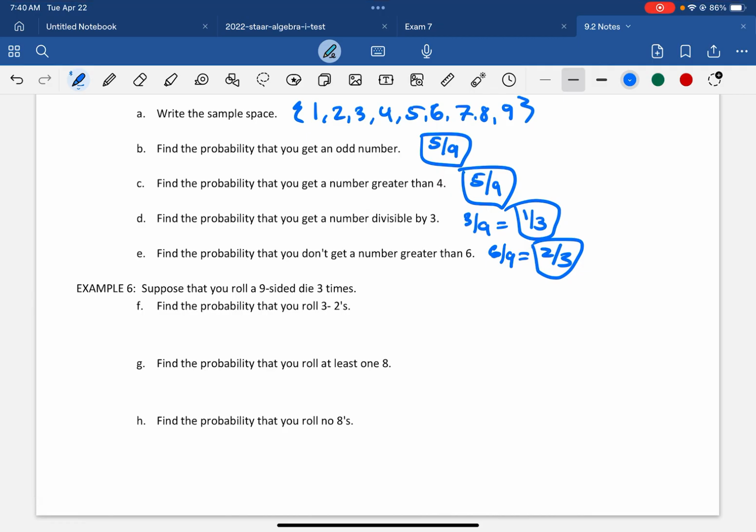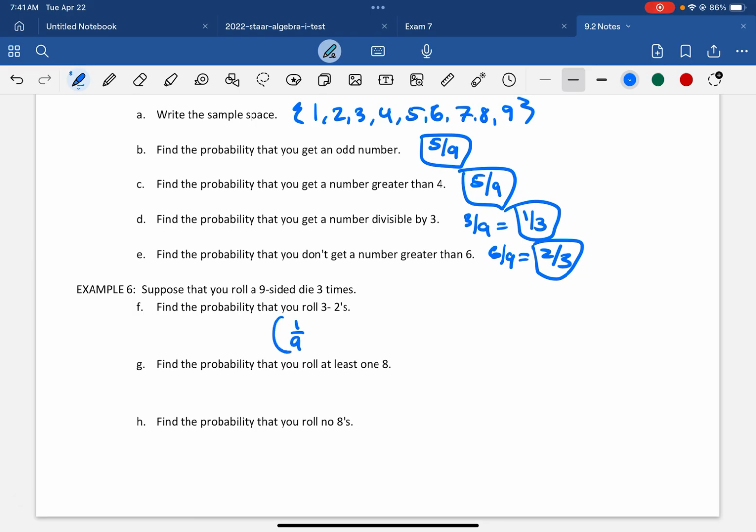Look at number 6. So suppose you roll a 9-sided die 3 times. So we got 3 events. You got to think about each event. It says find the probability that you roll 3 2s. Okay, well, 1 2 is 1 out of 9, and it happening 3 times would be 1 out of 9 to the 3rd power, which is 0.0014, just 0.14%, not highly likely.